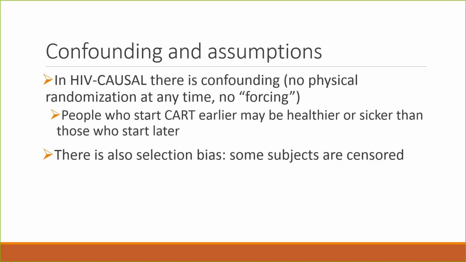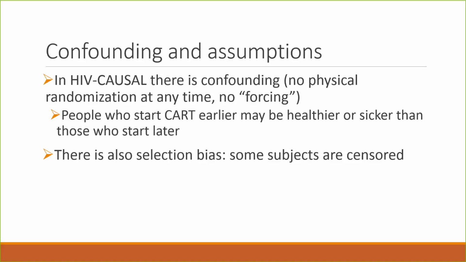So, as we said before, if we had run that ideal RCT, there would be no confounding and no selection bias by design, and very simple statistics. In HIV-CAUSAL, there is confounding because there's no physical randomization of initiating a strategy. There's no forcing anybody to continue following any strategy. They're just doing what they're doing, and we're observing them. For that reason, people who start earlier may be healthier or sicker, more at risk for death than those who start later.